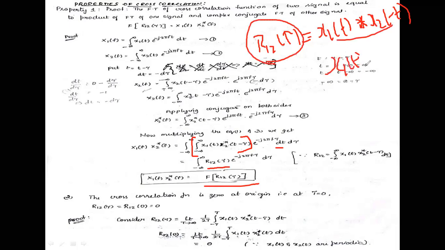we know the relation of the cross correlation function with the convolution: x1 of t star convolution of x2 of minus t. Apply the Fourier transformation on both sides, we get the same thing. The Fourier transformation of r12 of tau becomes x1 of f, and x2 of f with the complex conjugate, because it is a folded function, the second function. Okay.